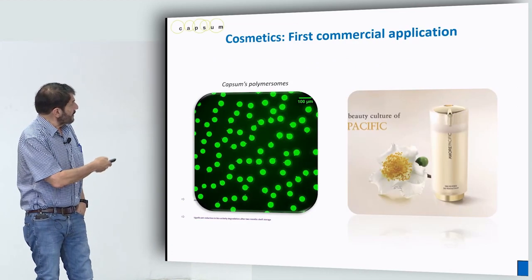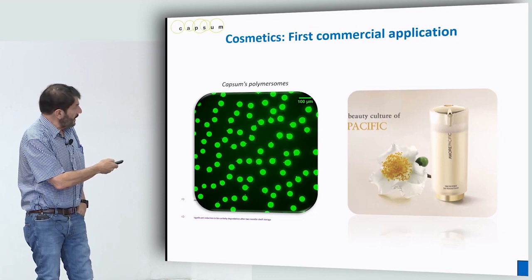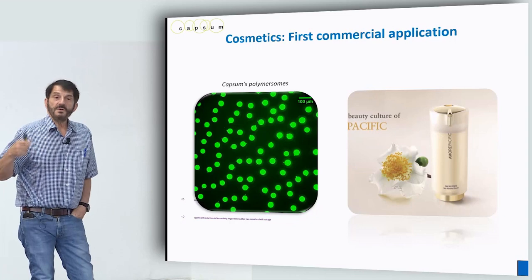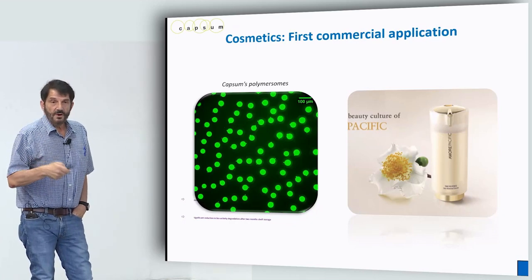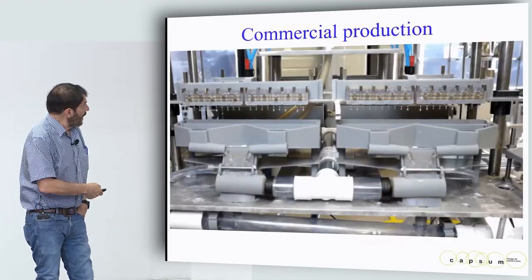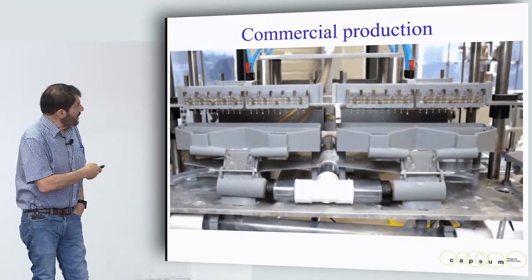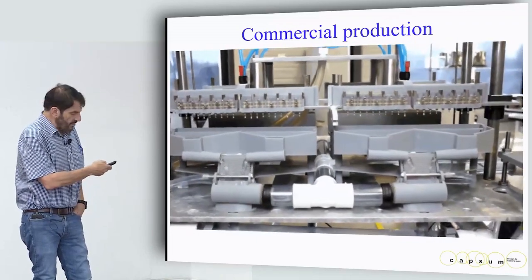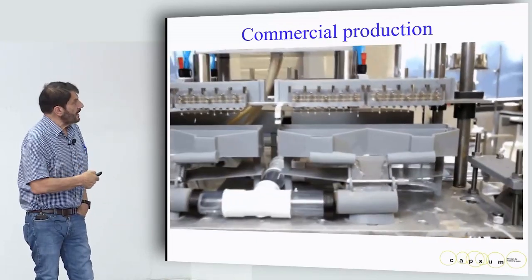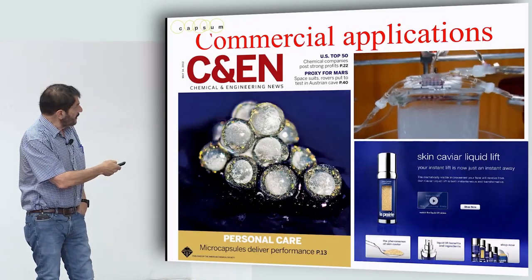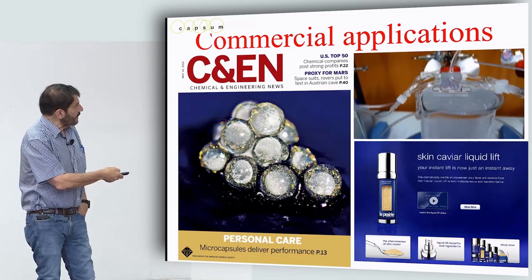This is the first material it made. It was sold by Amorepacific in South Korea. Of course, the reason we did this is we had a postdoc who worked with Amorepacific and asked us, could we make some material for him? This is what now a newer generation, this is actually a commercial system actually making large-scale droplets. And it made this material. It's called Skin Caviar Liquid Lift.